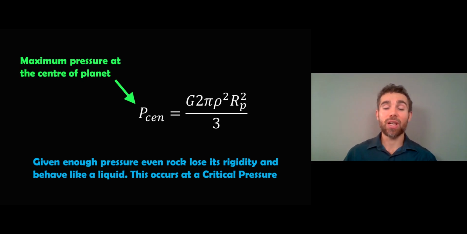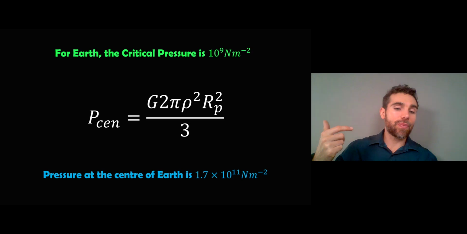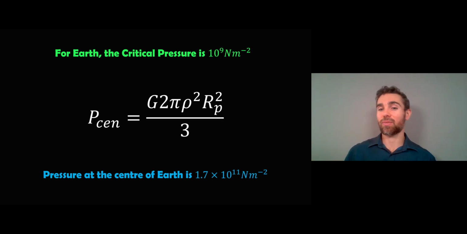So it can lose its rigidity and behave more like a fluid, and this occurs at a critical pressure. So the central pressure in the planet and the critical pressure are going to be important things we need to know. For Earth, the critical pressure is 10^9 newtons per meter squared, basically. And the actual central pressure at the center of the Earth, using this approximation here, is 1.7 times 10^11. So we can see that the pressure at the center is quite a way above the critical pressure.